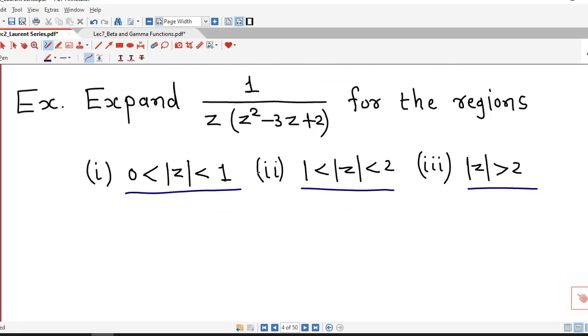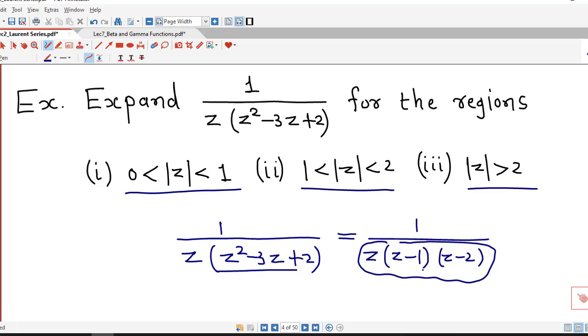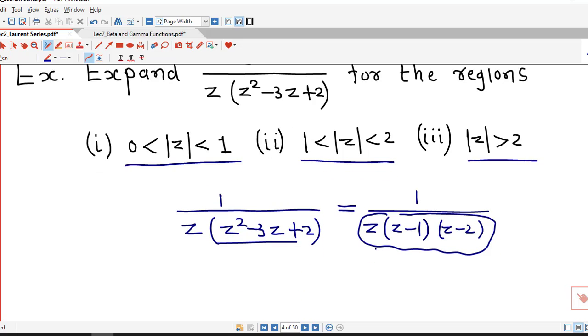As we know, our function must be analytic in the annular domain if we want to represent it in terms of a Laurent series. If we factorize this quadratic factor, we obtain (z minus 1) into (z minus 2). So this function f of z is a rational function in which the denominator is z into (z minus 1) into (z minus 2). As we know, a rational function is not analytic at those points at which the denominator becomes 0.